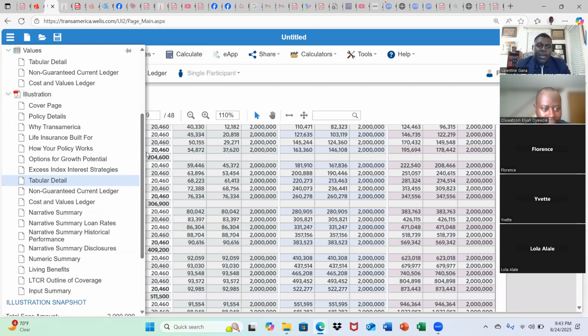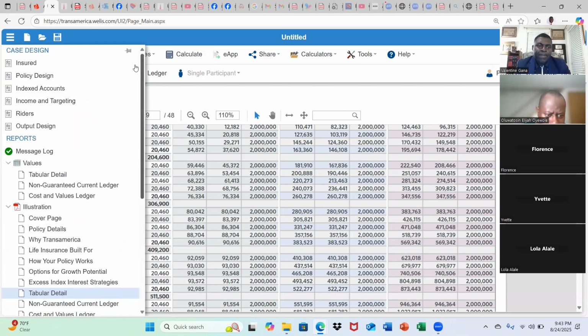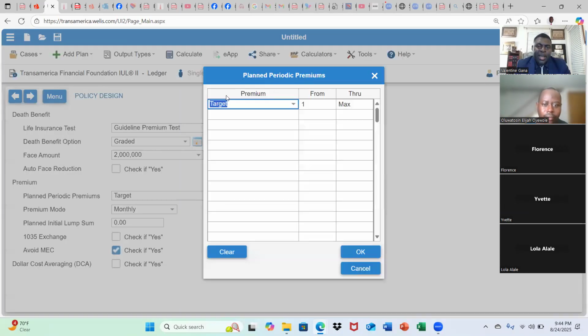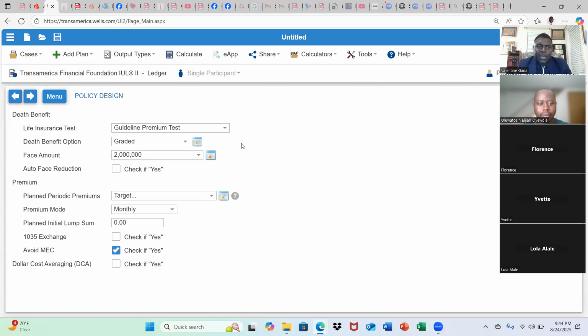Let's go to menu here. Go to policy design. Change it back to graded. Let's say we want to pay for just 20 years. This client will go A1. This client is 35. So let's go A, 35 plus 20 is 55, so that they pay for those 20 years. That's the only thing we changed. Do calculate.